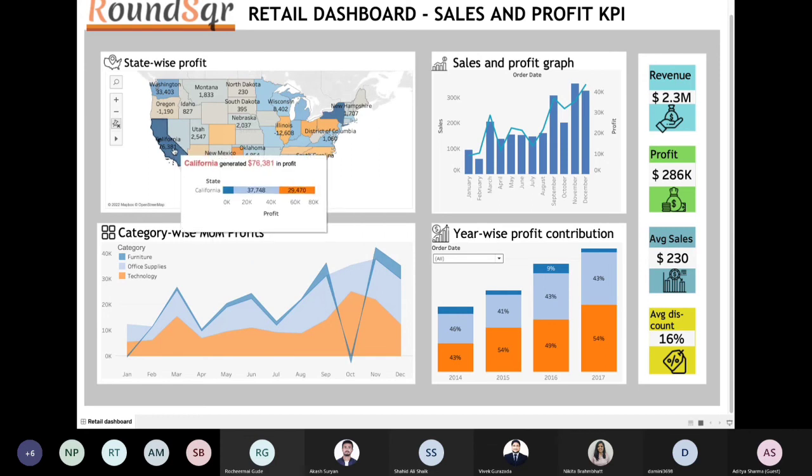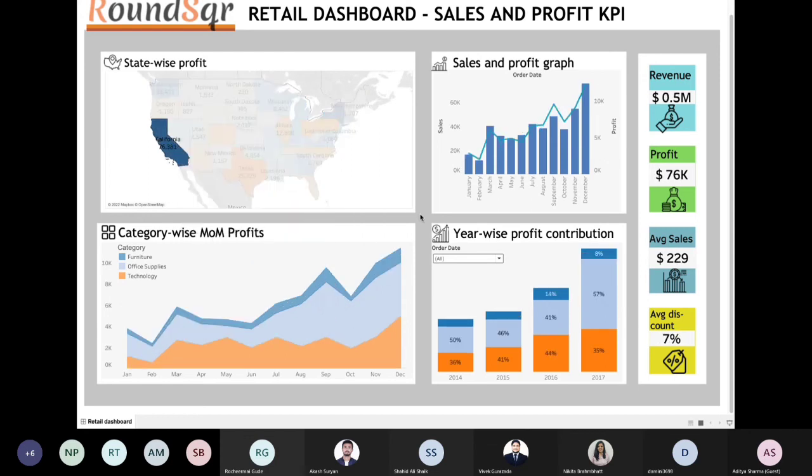So if I just click on California, our visualizations have changed. Now we can see that January and February were pretty lean months, and on an average from March to September, some sort of consistent sales has been observed, with November and December witnessing very high sales for the obvious holiday seasons. Now we can see that the dark blue color, that is the furniture, has contributed very little to the profits month over month every year.